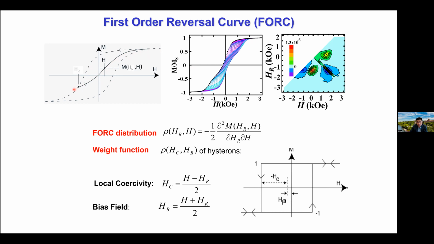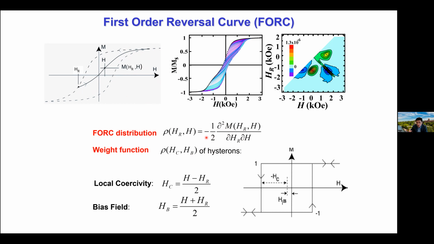Then we repeat this process at a more negative reversal field. So we end up collecting a family of such curves. And then we take the mixed second-order derivative of the magnetization with respect to the reversal field and applied field. And we get this distribution.